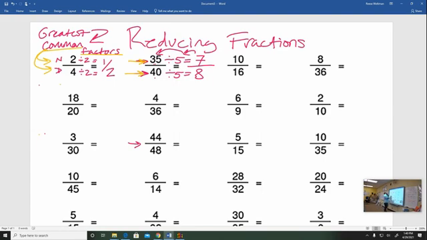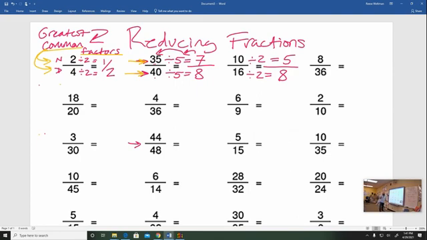What about 10/16? Well, now you're in another case here. So you might know that 5 times 2 equals 10. But there's nothing that you can multiply by 5 to get to 16. So then in that case, why not try 2? Why not try 2 as your common factor? Well, 10 divided by 2 is 5. 16 divided by 2 is 8.